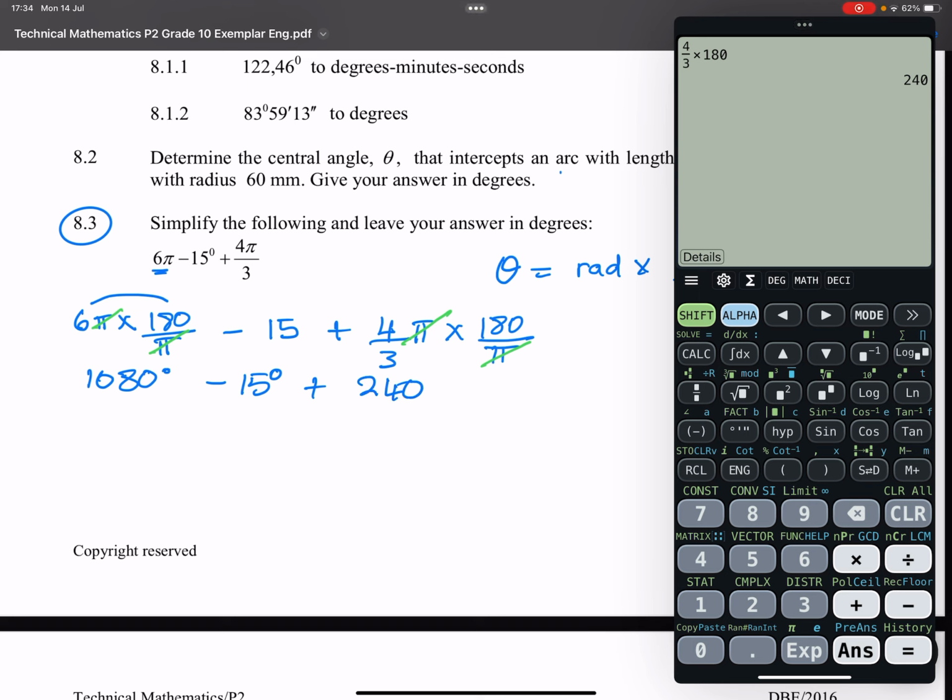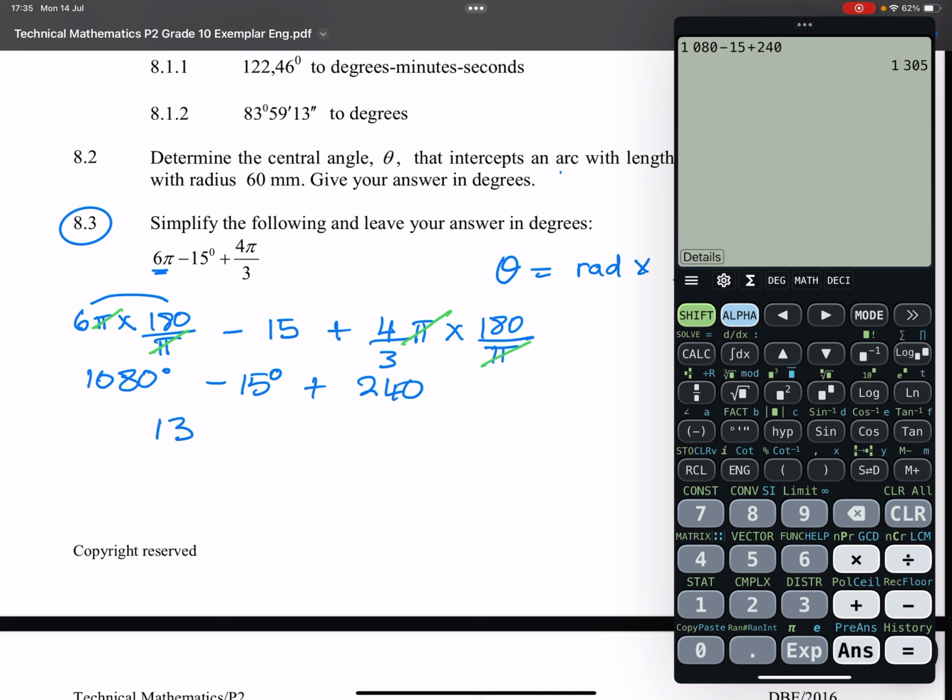So best thing for us to do, just add all of those up. So you've got 1080 minus 15 plus 240. Okay, in fact, I made a mistake there. It's 1080 minus 15 plus 240. Right, I get an angle of 1305.